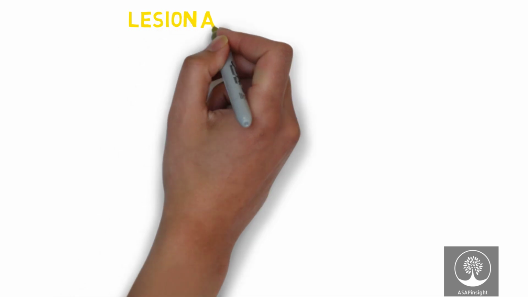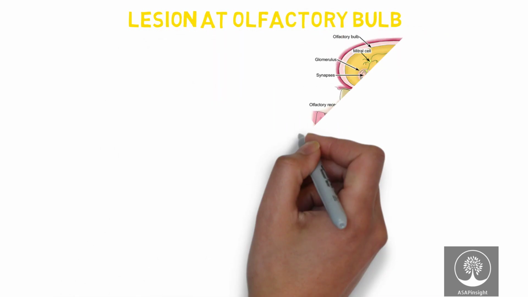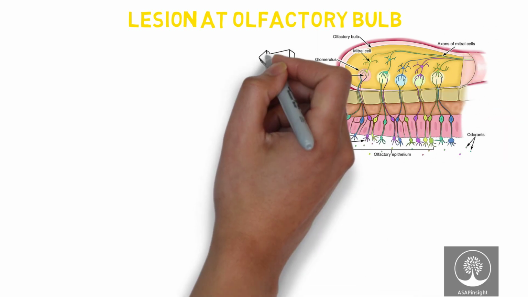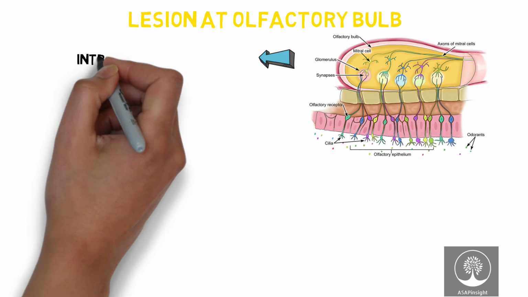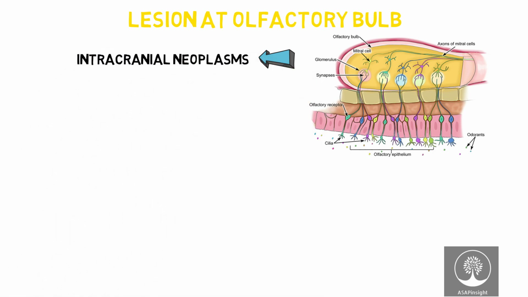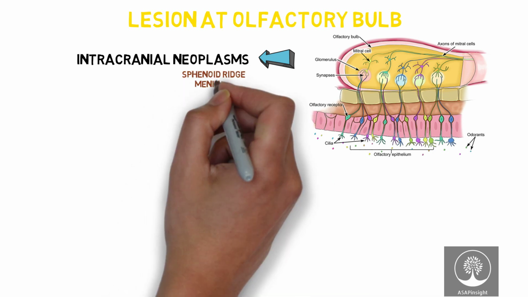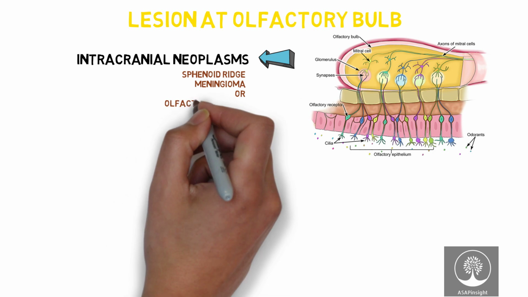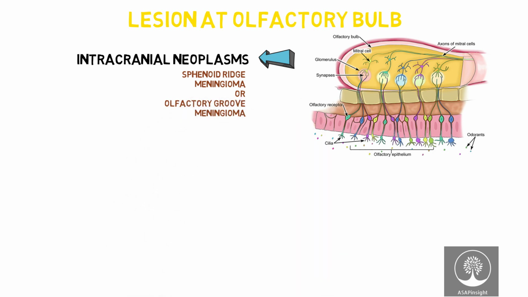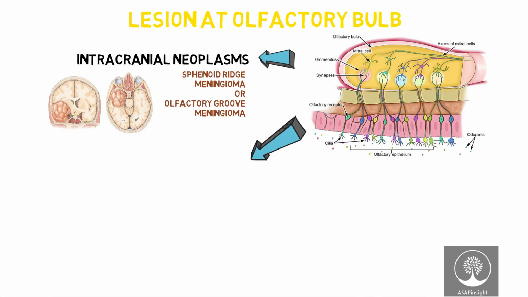Let us now see the lesions occurring at second-order neuron. That is the olfactory bulb. The lesion at the olfactory bulb can be categorized into three. The first being intracranial neoplasms. These are abnormal growths or tumors within the cranial cavity. They tend to damage the olfactory bulb or tract. This can be sphenoid ridge meningioma, tumor along the ridge of sphenoid bone, or olfactory groove meningioma, tumor arising from the anterior base of skull.